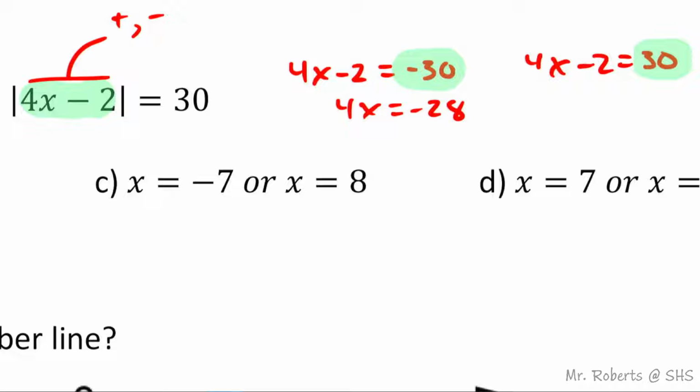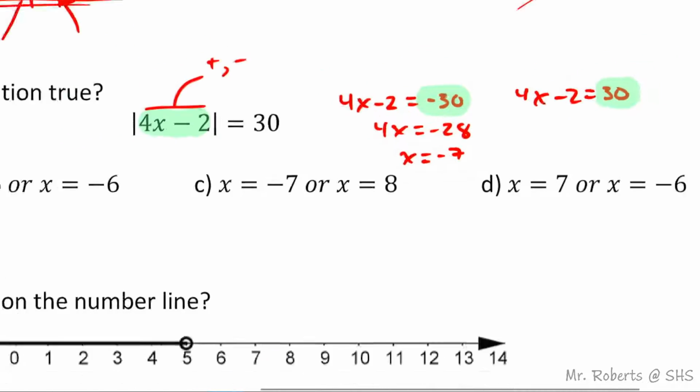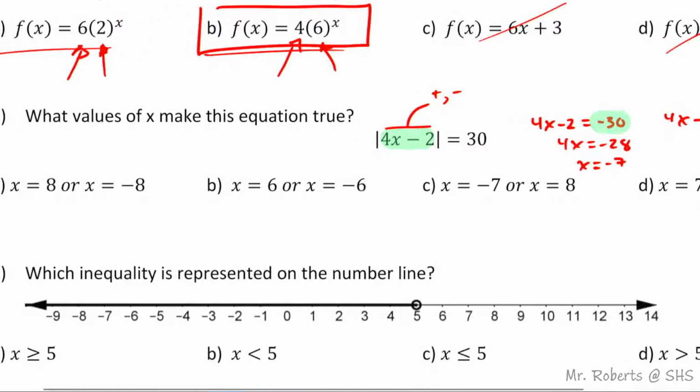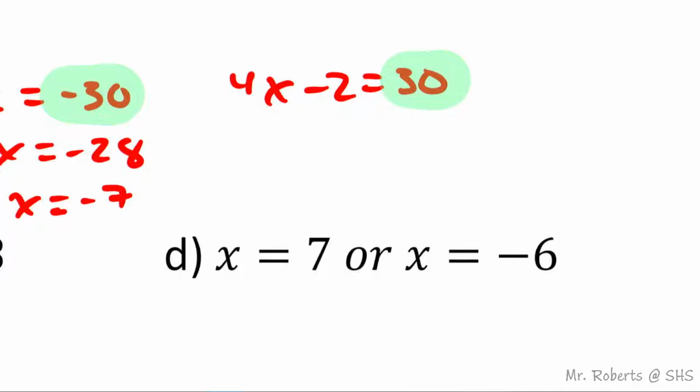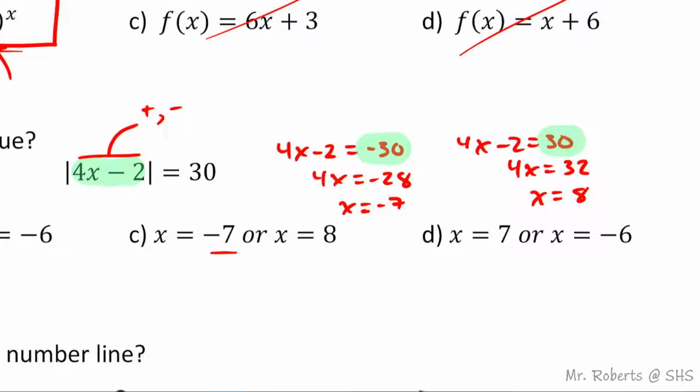Negative 28 divided by 4 is negative 7. So this is x is negative 7. So I got a couple choices here, right? Actually, so far, this is the only one. Let's see if the other one works. If I add 2 to both sides, I get that 4x would equal 32. And if I divide both sides by 4, I get that x would have to be 8. So I've got x is negative 7 or x is positive 8, which looks like choice C.